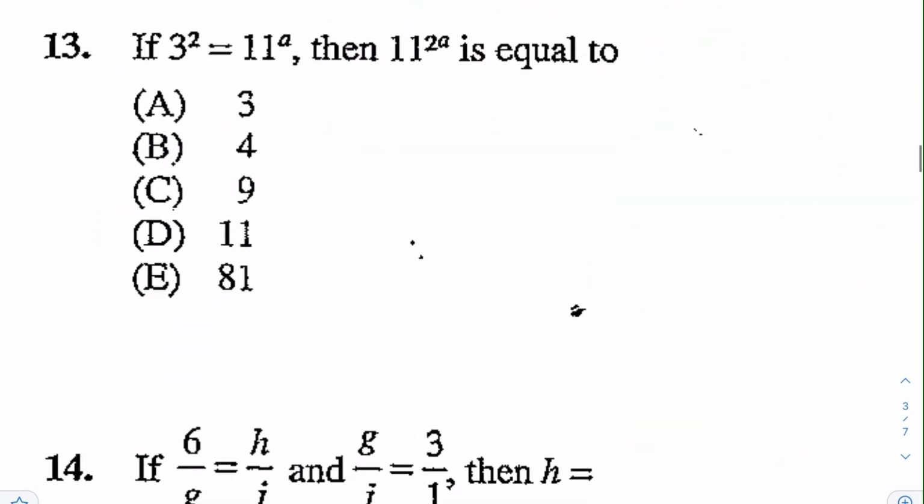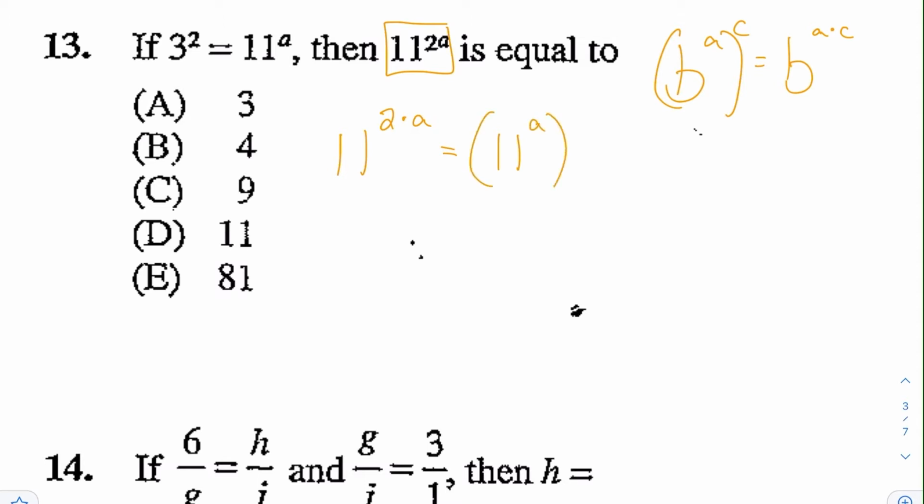Next for number 13, if 3 squared is equal to 11 to the a power, then 11 to the 2a power is equal to. So here, you can actually rewrite 11 to the 2a because the exponent is being multiplied, and you multiply exponents when you have a power to a power. So b to the a raised to the c power is b to the a times c. So here you can actually rewrite 11 to the 2 times a power as 11 to the a squared.